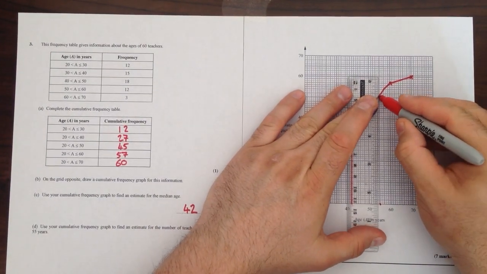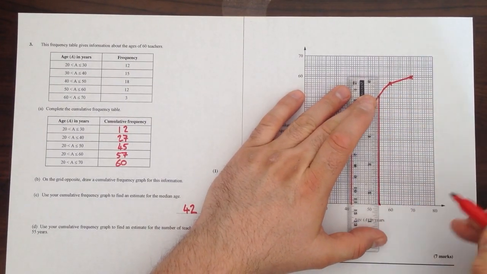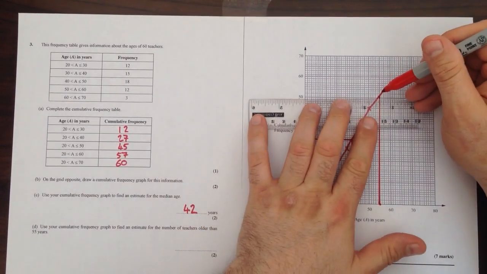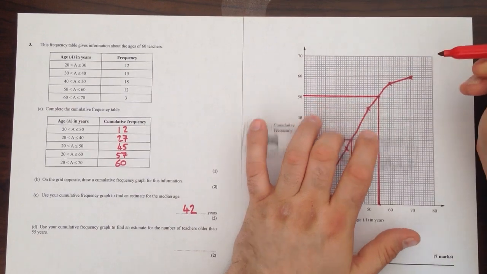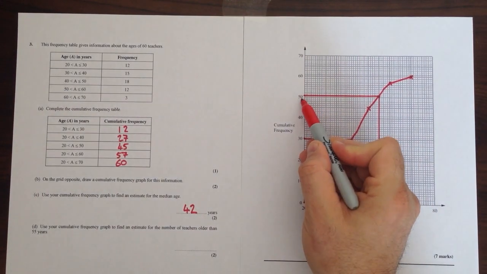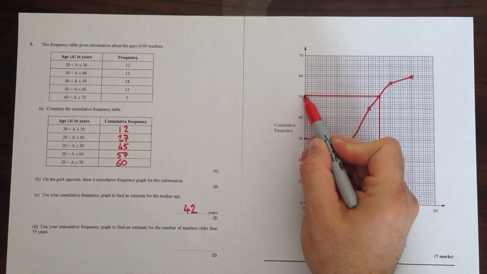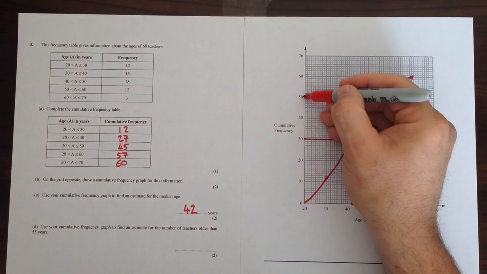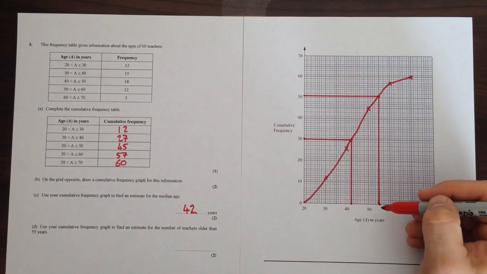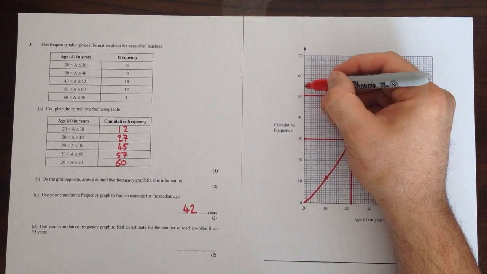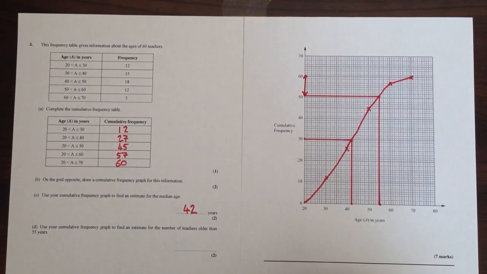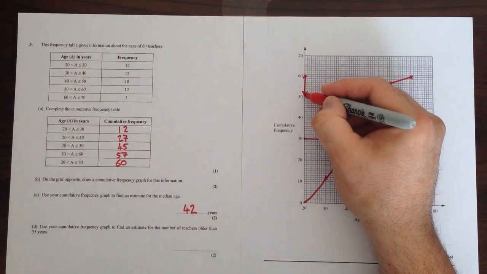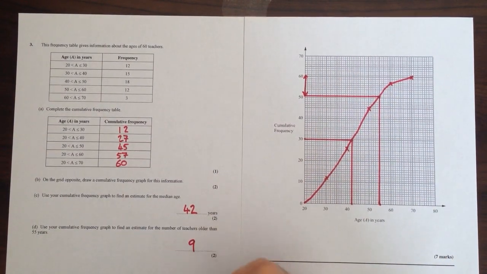Draw your line straight up. It's important you use a ruler for this and don't just do it freehand. Then draw your line across. Now my line across hits the y-axis at 51, which means there are 51 teachers here that are below the age of 55. We were only interested in this part here, the teachers that were above 55, so that tells me from 51 up to 60 it must have been 9.